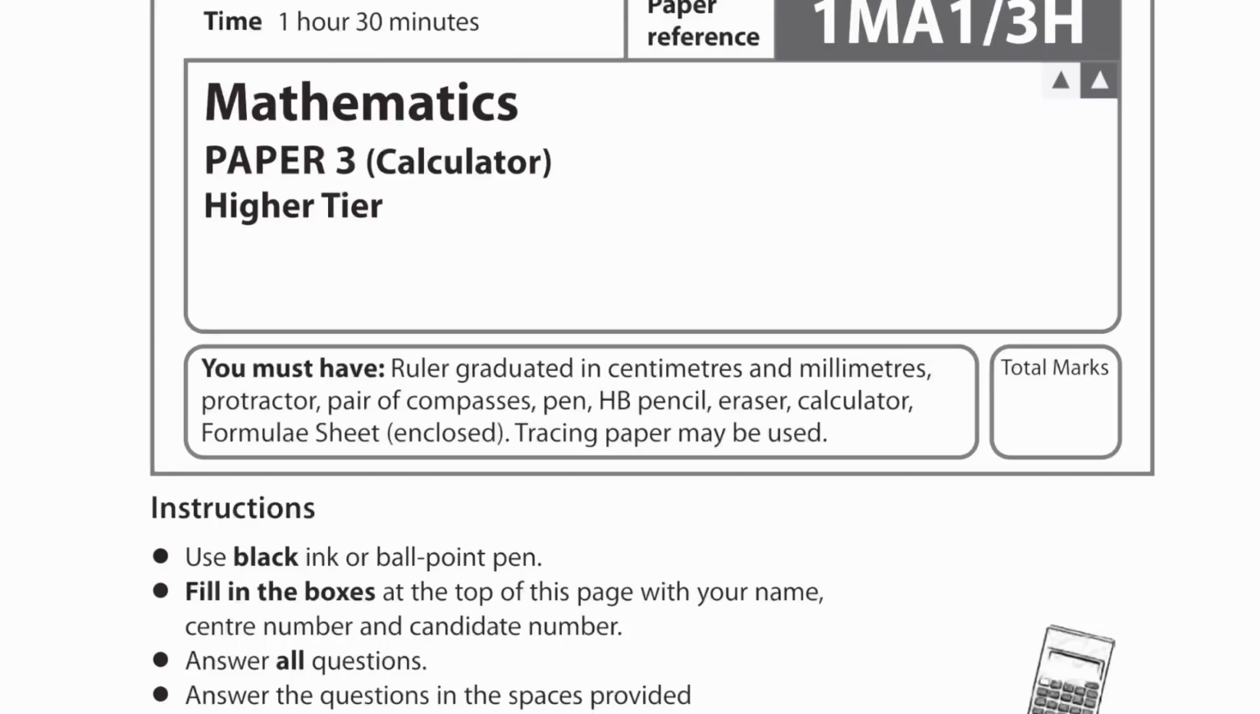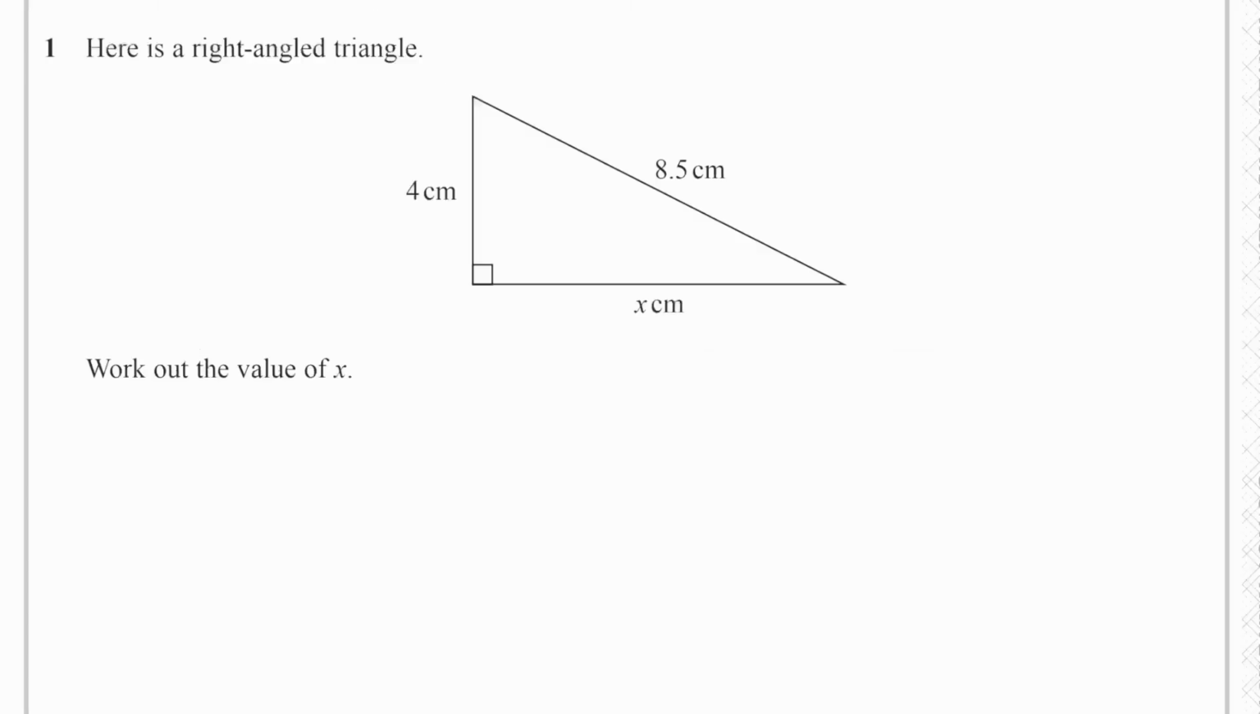Okay, welcome to this Edexcel Paper 3 video. We're going through the higher tier paper. Follow along, we're going to go through all the worked solutions of the June 2022 paper. Let's get straight into it. Okay, the first question in the paper, let's try to keep a good pace.